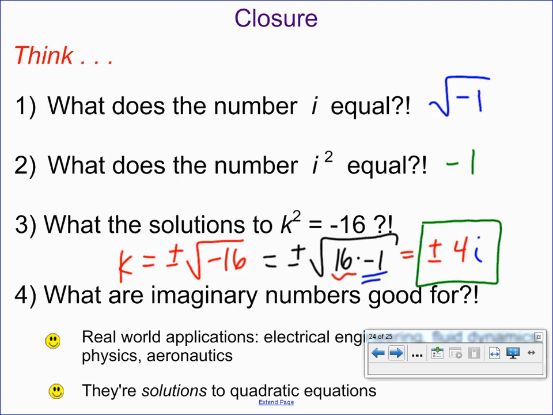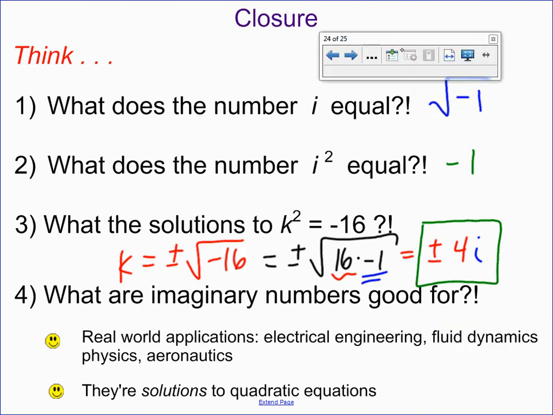And lastly, imaginary numbers are good for a variety of real-world applications, including but not limited to electrical engineering, fluid dynamics, physics, aeronautics, and their solutions to quadratic equations. So while these imaginary numbers do include a negative inside of a square root, they end up being solutions to the original quadratic equation. When plugged in and worked out, they make a true statement.